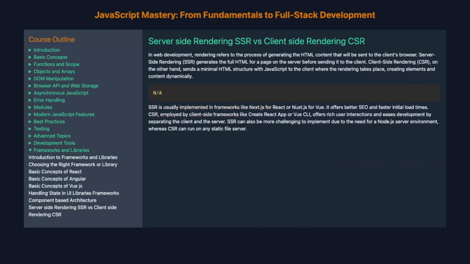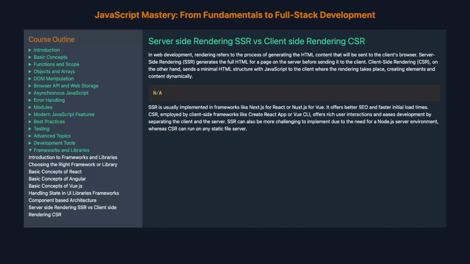Server-side rendering (SSR) versus client-side rendering (CSR). In web development, rendering refers to the process of generating the HTML content that will be sent to the client's browser. Server-side rendering, SSR, generates the full HTML for a page on the server before sending it to the client. Client-side rendering, CSR, on the other hand, sends a minimal HTML structure with JavaScript to the client, where the rendering takes place, creating elements and content dynamically.